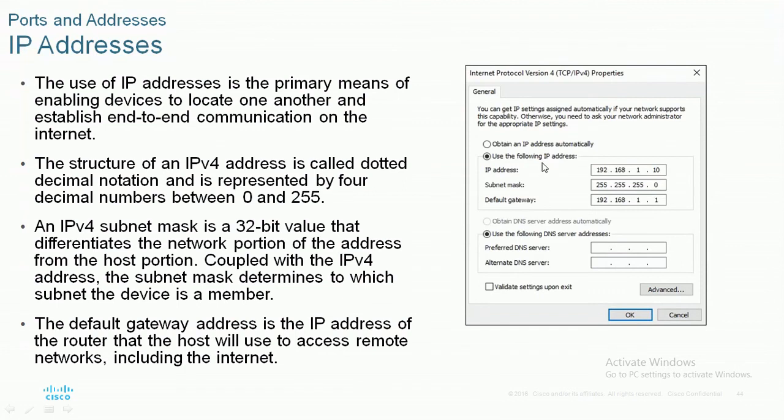But console will be available. There you need to give the IP address like 192.168.1.0, the subnet mask, and the default gateway, everything you need to configure. The use of an IP address is the primary means of enabling devices to locate one another and establish end-to-end communication on the internet. An IP address is mandatory.